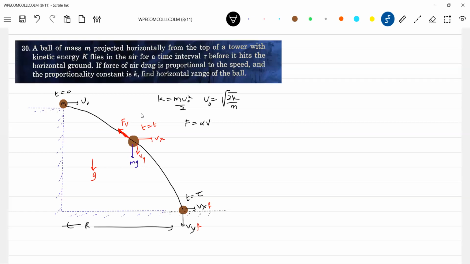Given, sir. Proportionality constant is K. Oh, it's available, no? Yeah, I didn't see it. I'll make it alpha because that is small k, capital K.